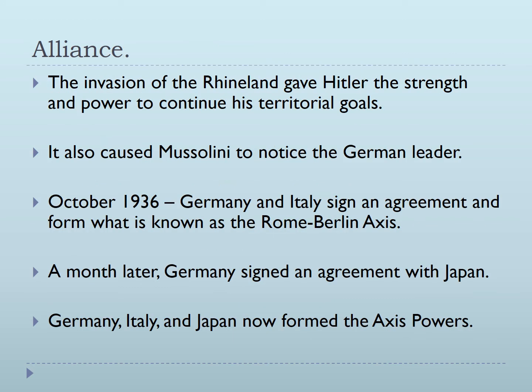So, the invasion of the Rhineland gave Hitler the strength and power to continue his territorial goals. It also caused Mussolini to notice the German leader. So in October 1936, Germany and Italy signed an agreement and formed what is known as the Rome-Berlin Axis. Obviously, Rome being the capital of Italy, Berlin being the capital of Germany, so that's where we get the name from. But they form an alliance. A month later, Germany is then going to sign an agreement with Japan. So now Germany, Italy, and Japan are going to form this alliance known as the Axis powers.